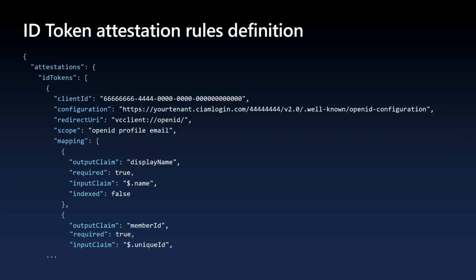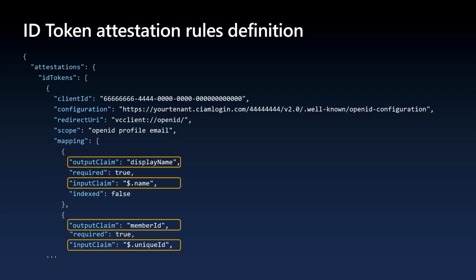In ID tokens attestation, the input claims are the claims to be extracted from the ID token. The output claims are claims you defined in the display definition of the credential. This will map the claims from the ID token into the claims presented in the verified ID credential.